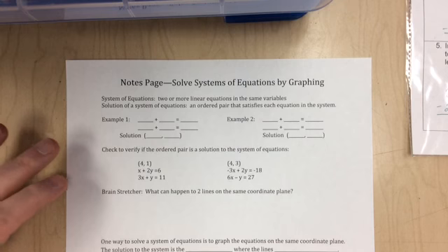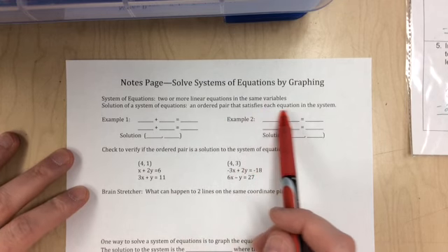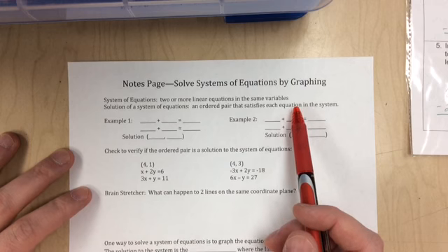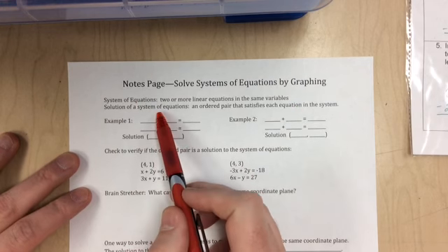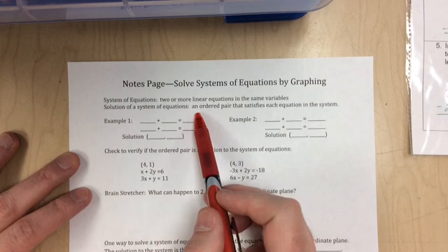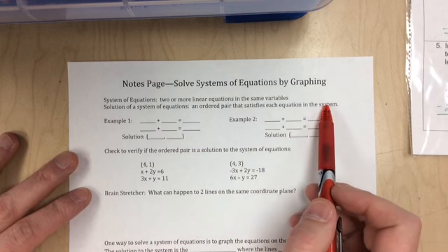Now, the solution of a system of equations is an ordered pair that satisfies each equation in the system. It is imperative that you understand what the solution is. A solution is one ordered pair that satisfies each equation in the system.